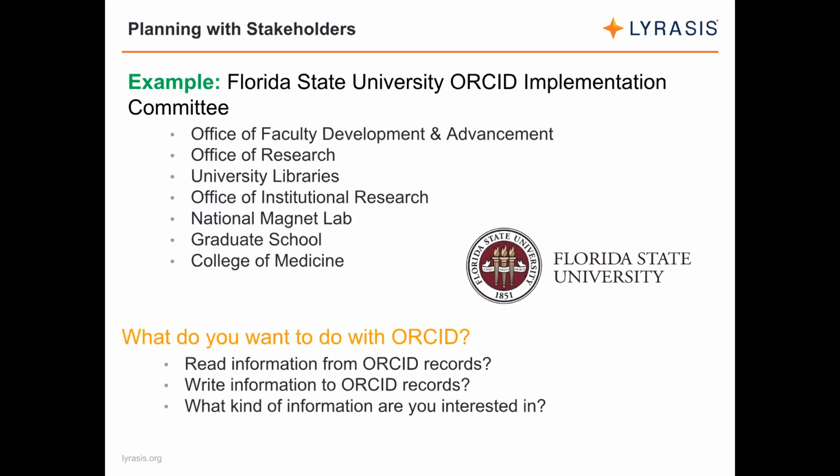As you begin planning with a group like this, think about what each group would want to do with ORCID and what the institution would like to do as a whole. For example, would you want to just read information from ORCID records? Do you want to write information to ORCID records? And what kind of ORCID data would you be most interested in? There are many possibilities for what you can achieve, depending on your goals and what kind of systems you're using.